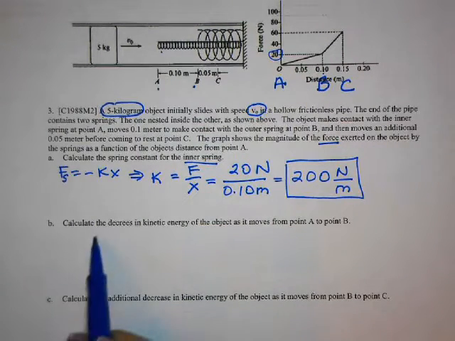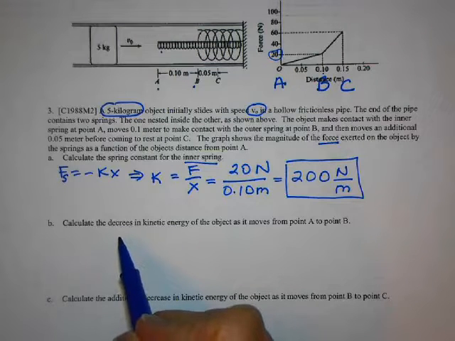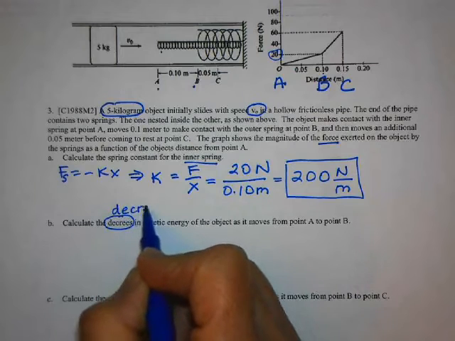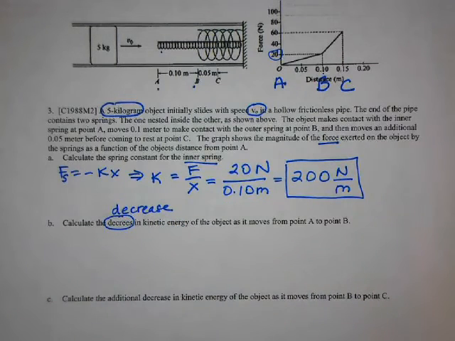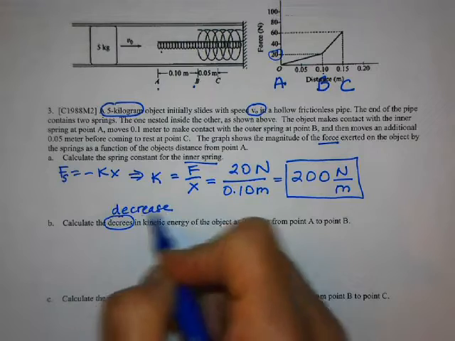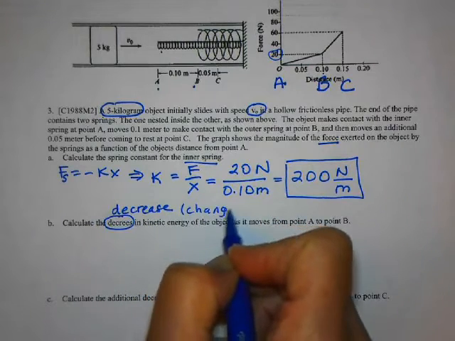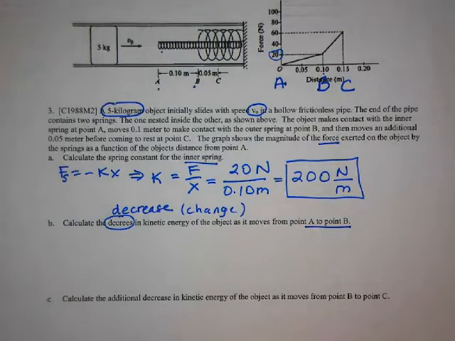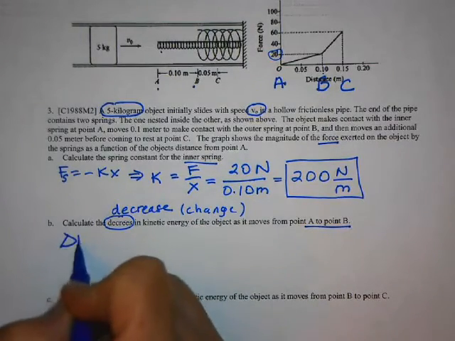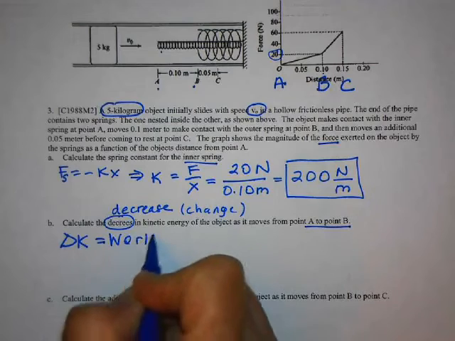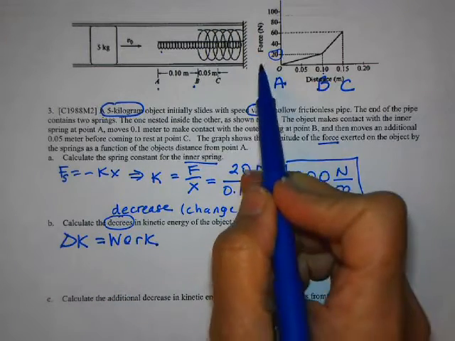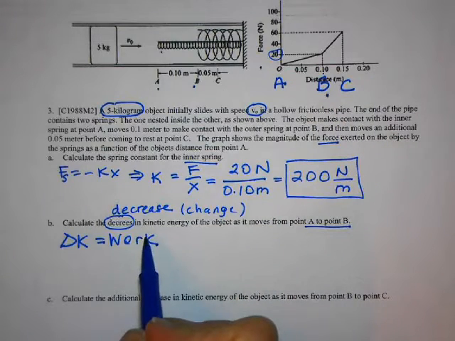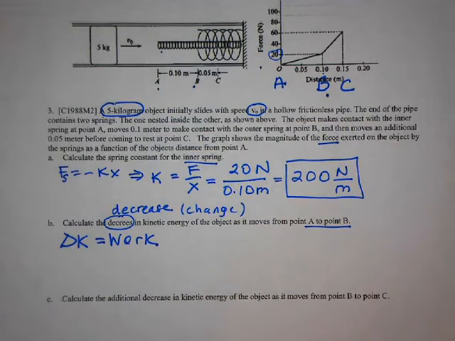All right, part B says calculate the decrease, which is just the change. When you see increase or decrease, that's my change in kinetic energy of the object as it moves from A to B. We know that the change in the kinetic energy is equal to the work done. And on a force versus distance graph, the work is the area under the curve. That's the key to this.